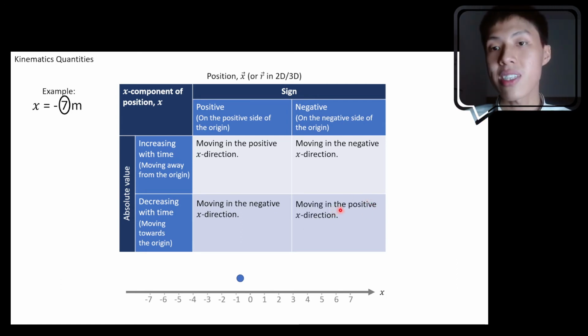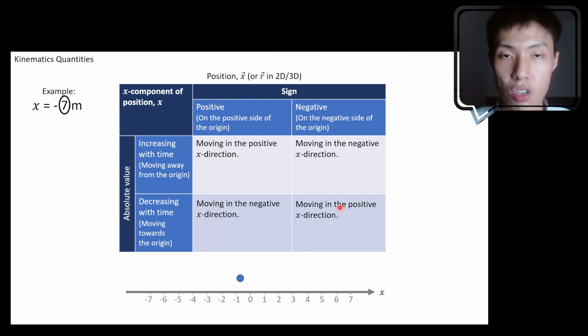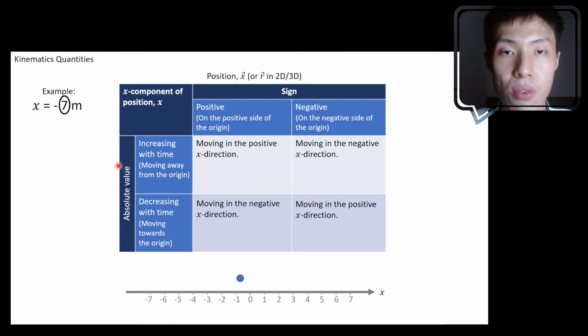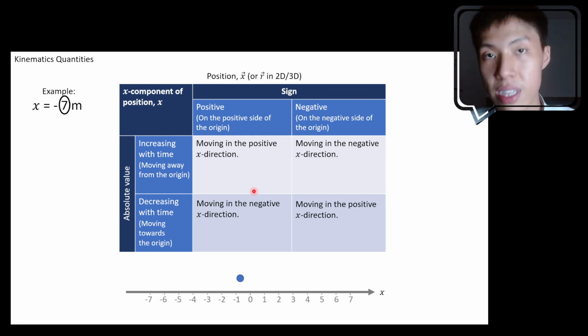Okay, so when we're studying position and how it changes with time, we study both the sign and the absolute value, whether it's a positive or negative sign, and whether the value is increasing or decreasing with time. By combining these two pieces of information, we can know whether the object is moving in the positive or the negative direction.